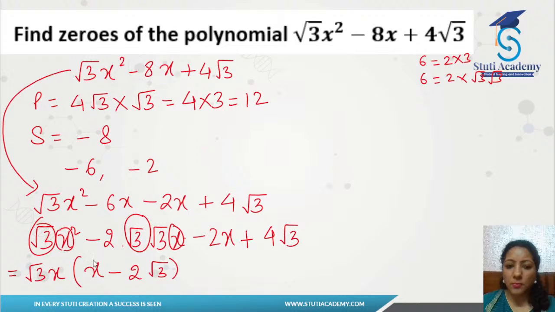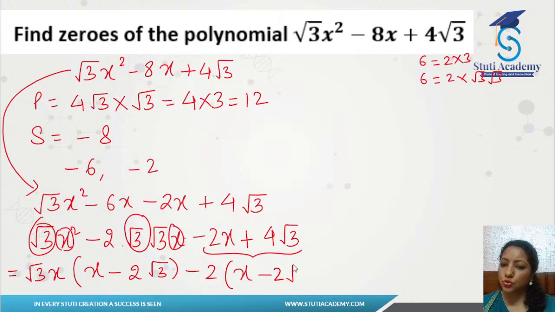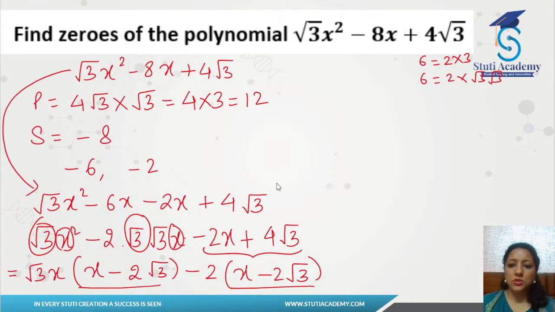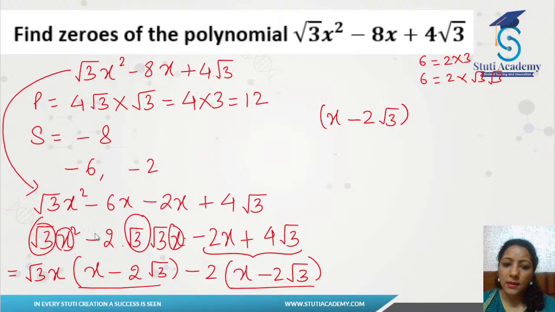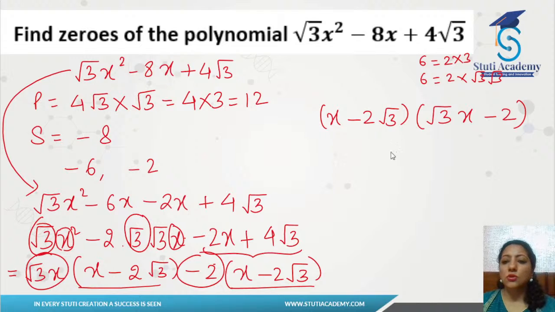X is left from here, minus we have 2, and then we have one of the root 3s here. And in these two terms, I'm going to take minus 2 common. So I have x minus 2 root 3. So please notice this bracket is the same. So we'll take this common. We'll get x minus 2 root 3 here. And then we can take this root 3x minus 2.